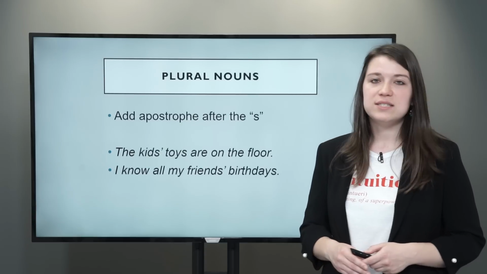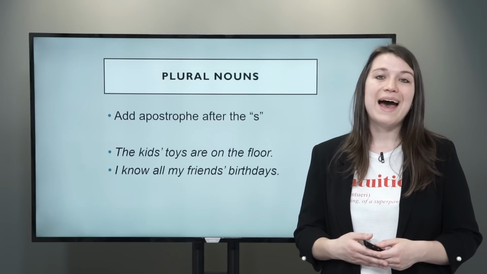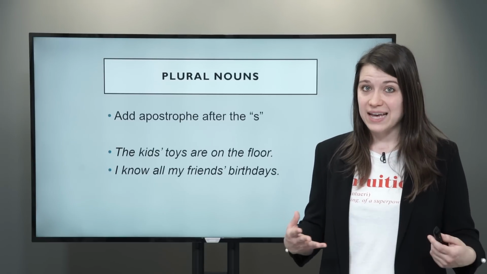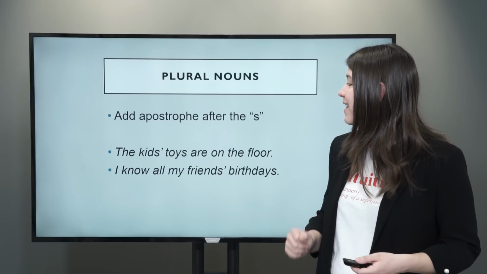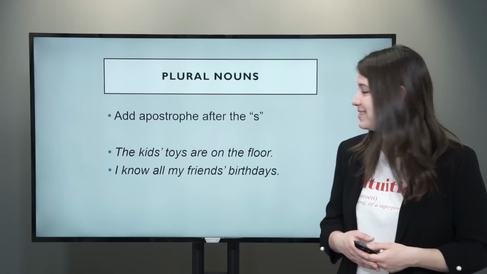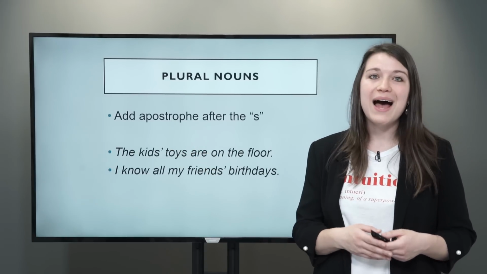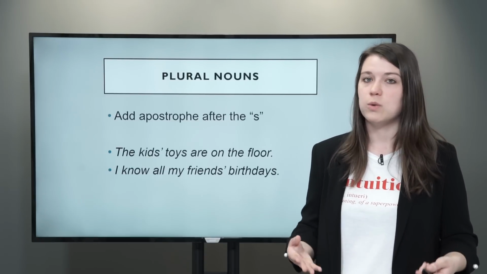All right, now let's talk about plural nouns. To form the possessive of a plural noun, we add an apostrophe after the S, as the word already ends in S because it is plural, so we simply add an apostrophe. For example, the kids' toys are on the floor. So kids ends in S, we just add this apostrophe here. One more example, I know all my friends' birthdays. Friends is plural, so we add an apostrophe.